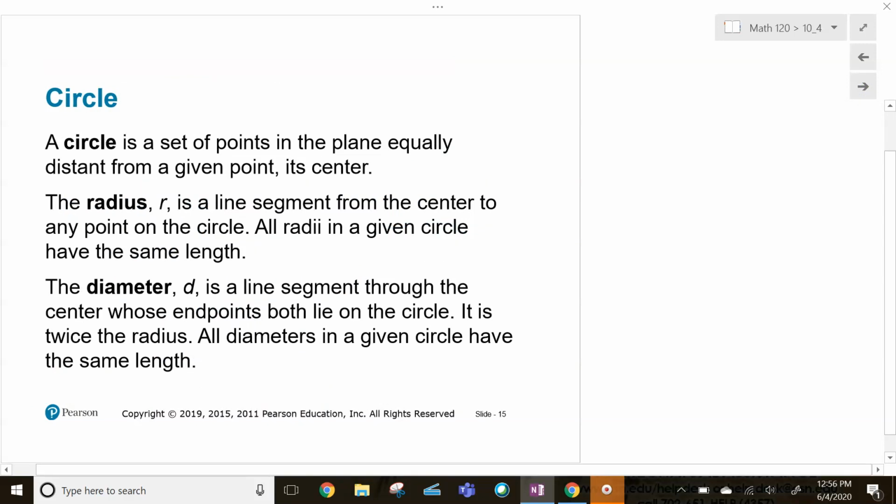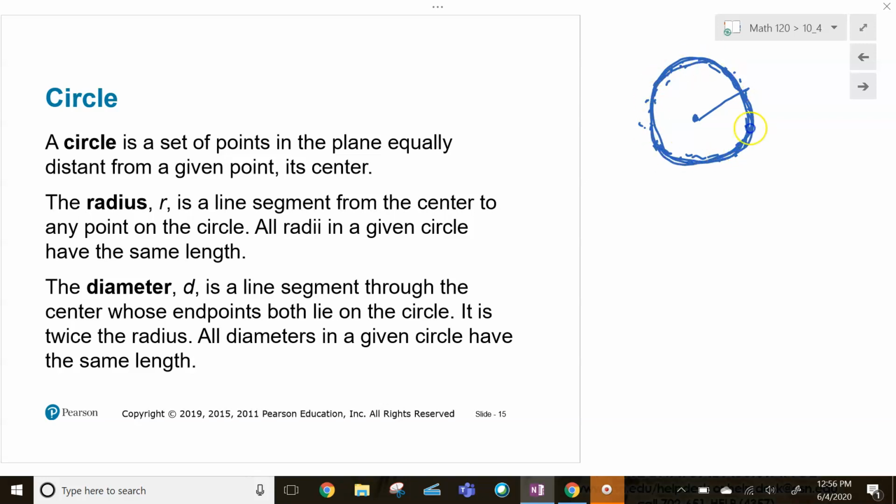All right, circle. A circle is the set of all points that are equally distant from a given point. So if you've got this center here, it's a collection of all the points that are the same distance away, which we call the radius, of course. Once you draw them all, it becomes solid because it's representing every point.